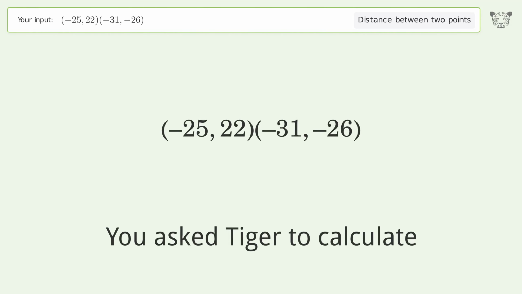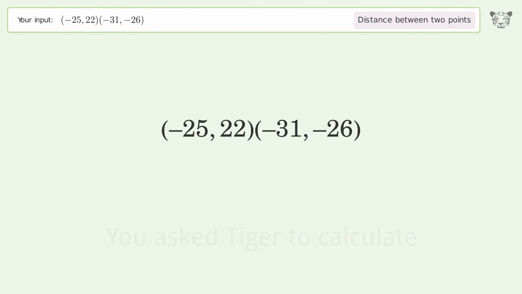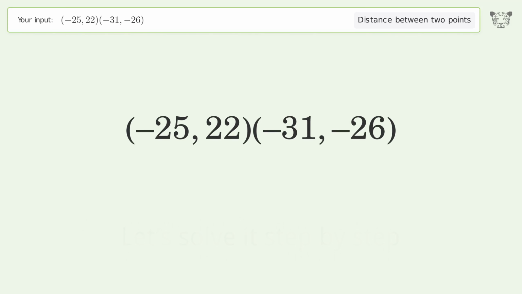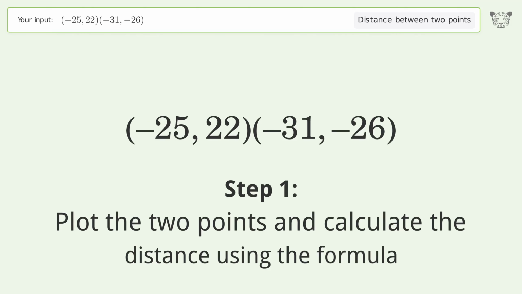You ask Tiger to calculate. This deals with the distance between 2 points. The distance between the 2 points is the square root of 2,340, or 48.374. Let's solve it step by step. Plot the 2 points and calculate the distance using the formula.